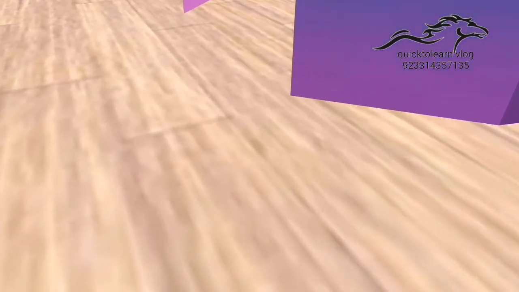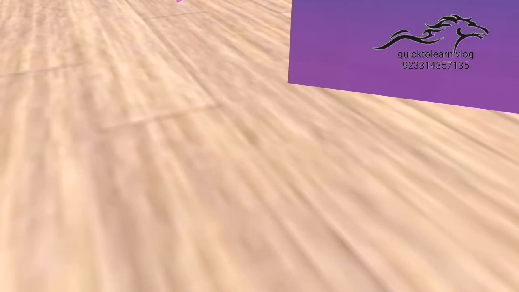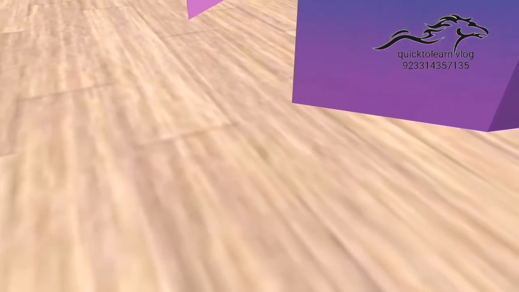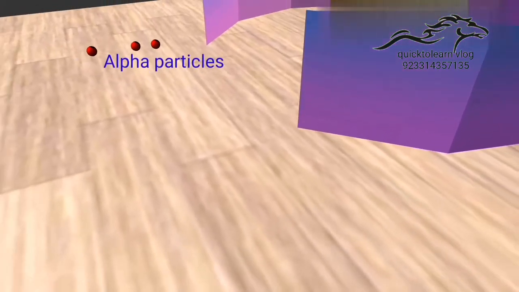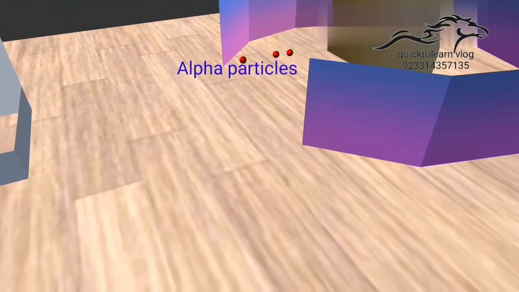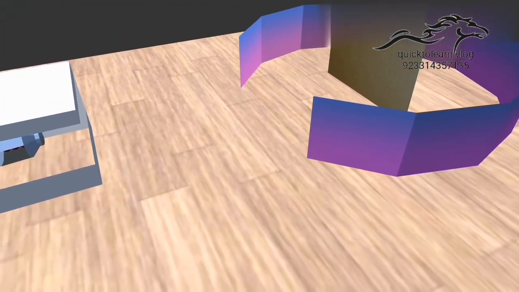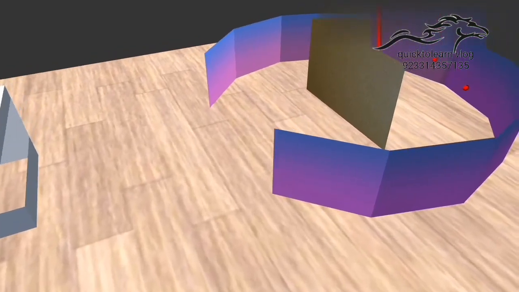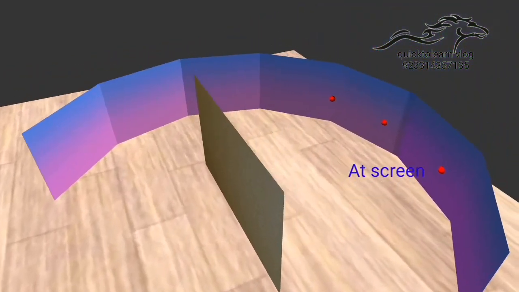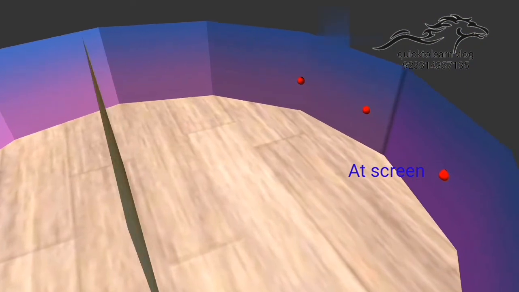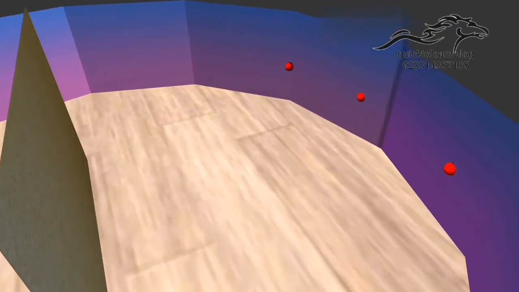Here go the alpha particles which are emitted from the polonium. When these alpha particles pass through the gold foil, after passing through the gold foil, they strike the zinc sulfide coating and cause a flash, or in the case of photographic film, they cause spots.